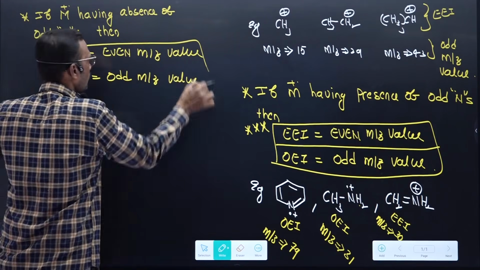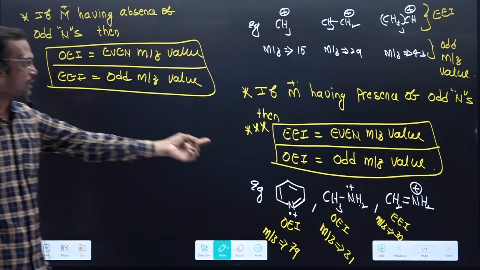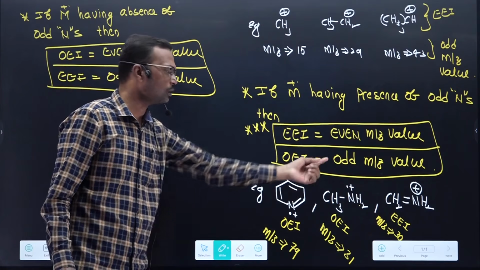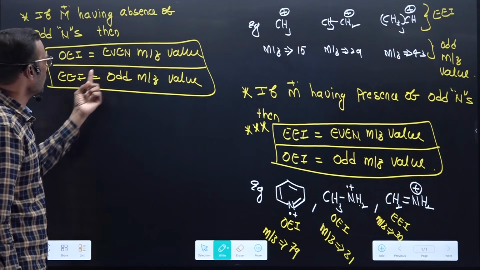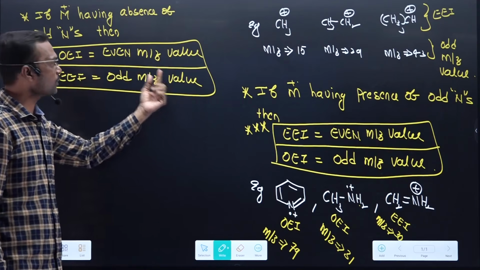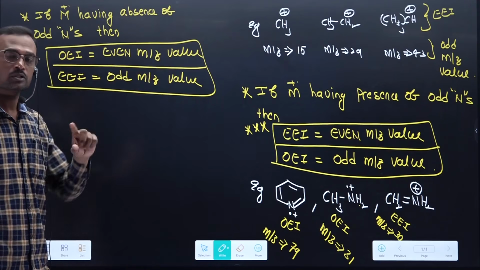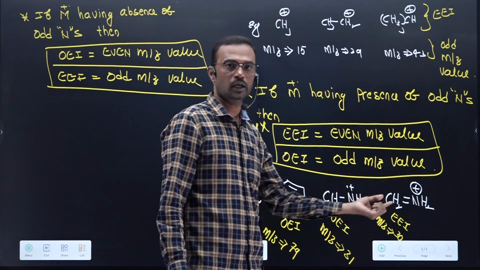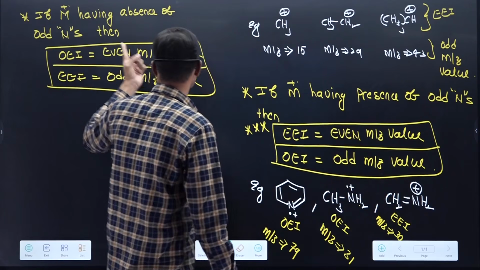Even electron and odd electron m/z values are completely different here. In the earlier case, even to even, odd to odd: even electron, even m/z value; odd electron, odd m/z value. But in this case, an odd electron ion gives an even m/z value, and an even electron ion gives an odd m/z value. This is applicable strictly for ions having no nitrogens, or an even number of nitrogens. The earlier case may carry odd nitrogens, 1 nitrogen, 3 nitrogens, like that.